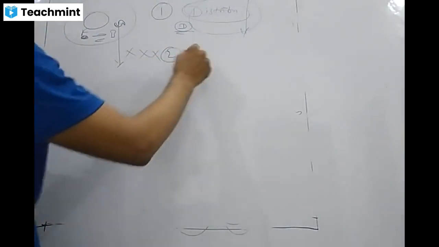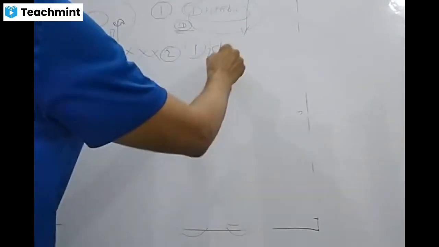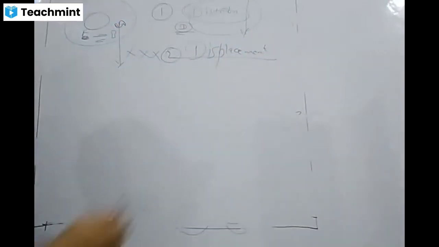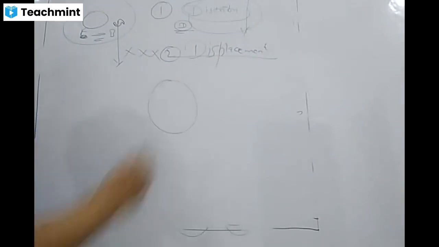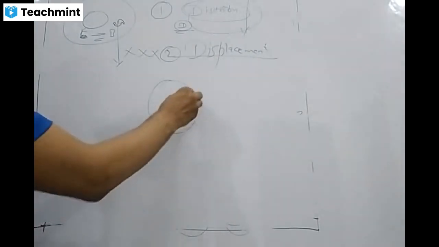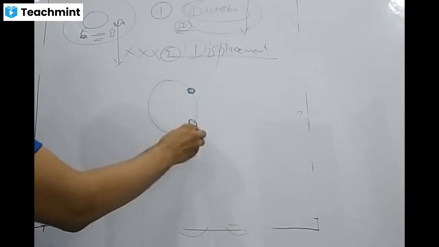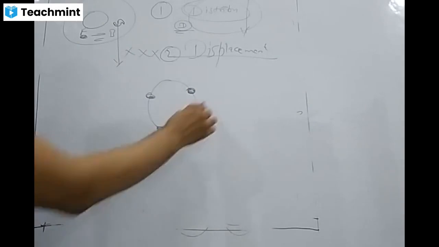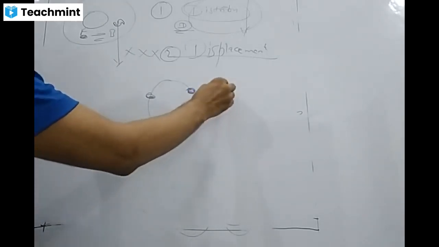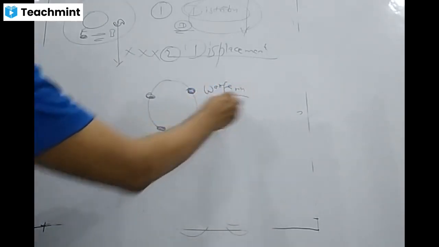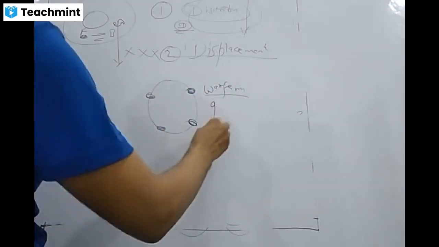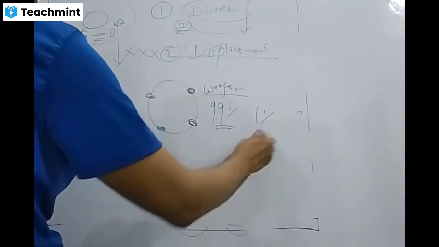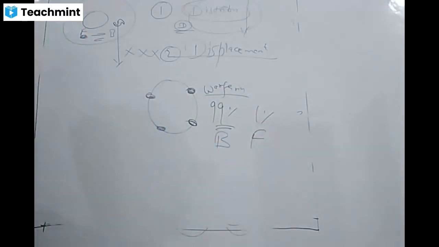The second significance is displacement. Displacement means there is plasma protein, and the drug will bind here. These are the binding sites. Drug can bind anywhere. Suppose there are two drugs. One is warfarin. The binding of warfarin is 99%. Only 1% is free and 99% is in bound form.